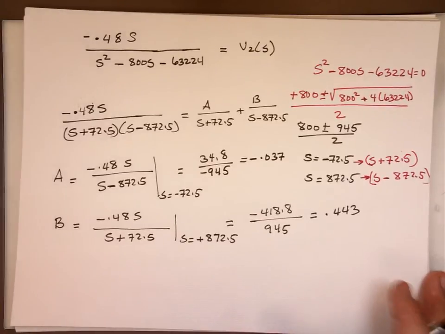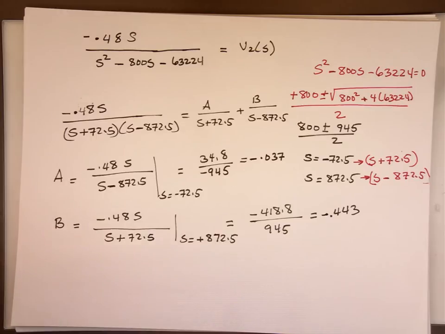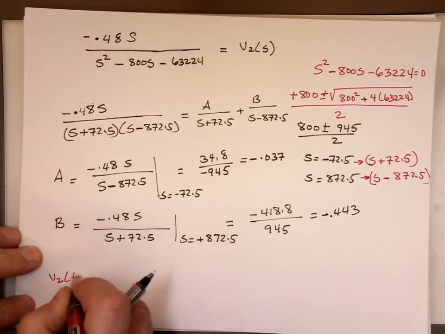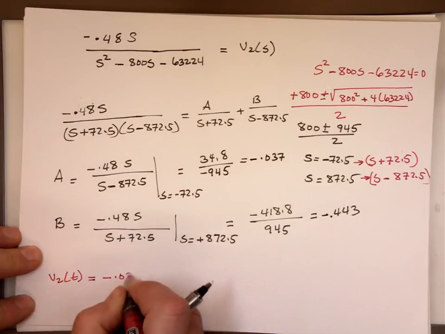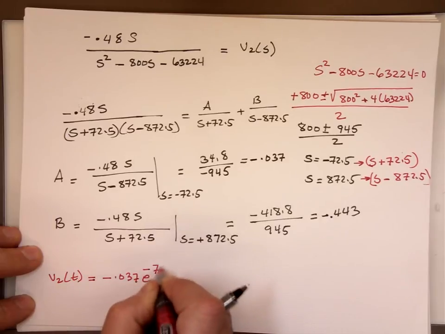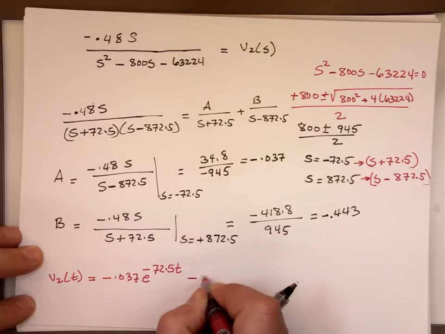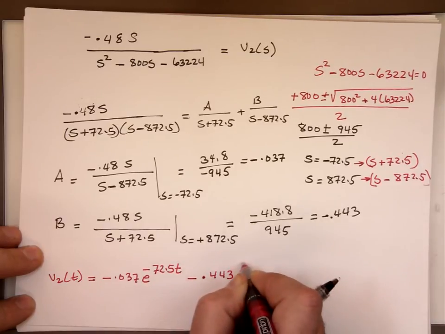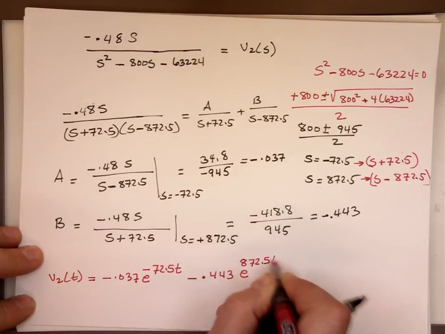So now what is V2 as a function of time? I know what A is. Negative 0.037 e to the power of negative 72.5 t. This will be minus 0.443 e to the power of positive 872.5 t u sub t. Right or wrong, I'm keeping it.